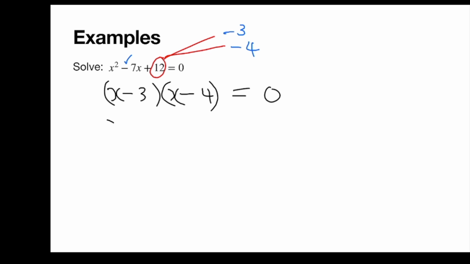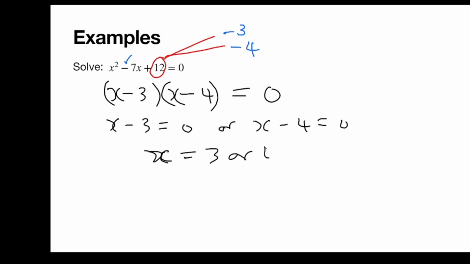Then you continue, either x minus 3 is equal to 0 or x minus 4 is equal to 0. And if you solve these 2 equations, you will get x is equal to 3 or 4. Okay.